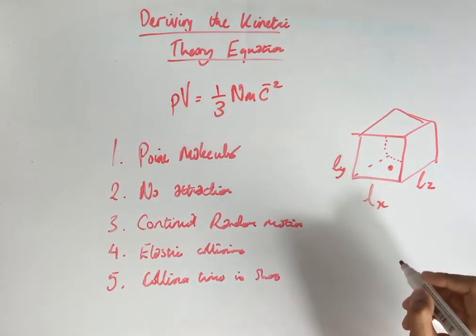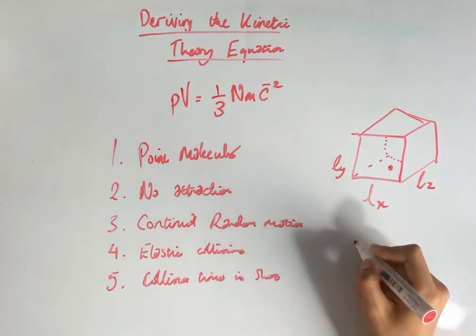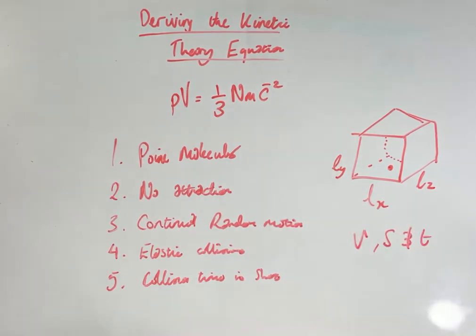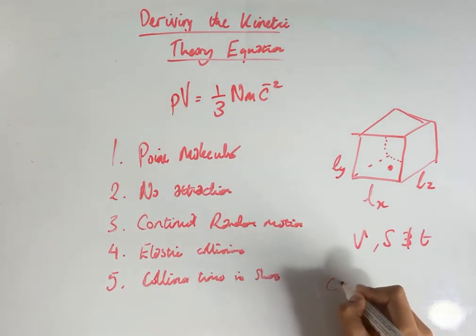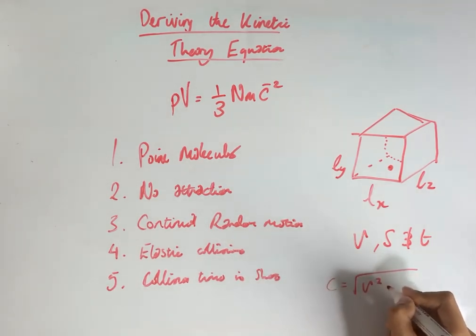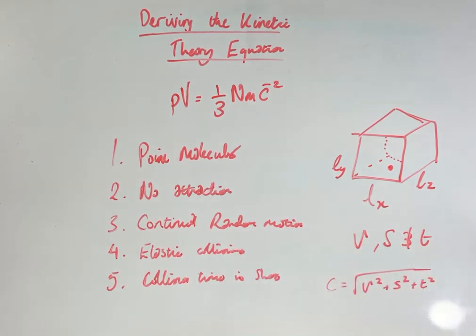So this particle has a velocity in each direction, and those velocities respectively are v, s, and t, which means that its overall speed will be given using the Pythagorean theorem. C, which is its overall speed, would be given by root v squared plus s squared plus t squared, because v, s, and t are the components of its velocity in each direction.